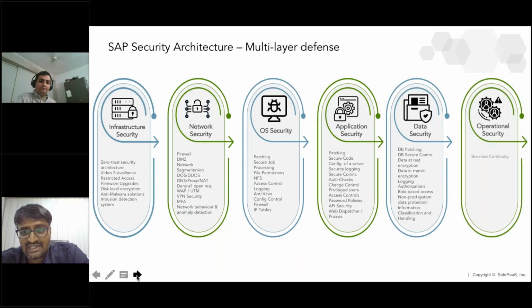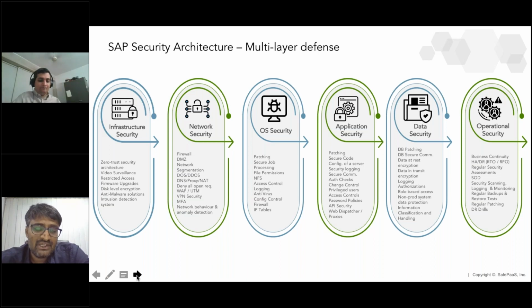And the last one is operational security. It's like, once you have taken care of all the other layers of security, the next thing is operations to be protected. That means business continuity should be assured from the IT side. For that, there are various options available, like high availability mechanisms in SAP or disaster recovery based on our RTO, RPO policies. So they should be in place.